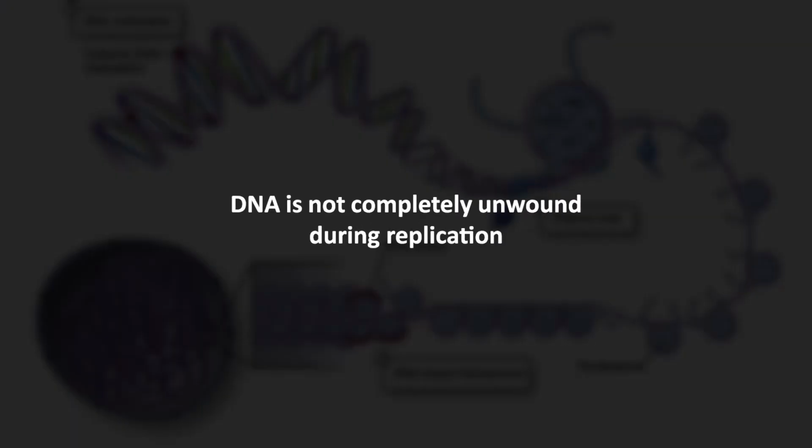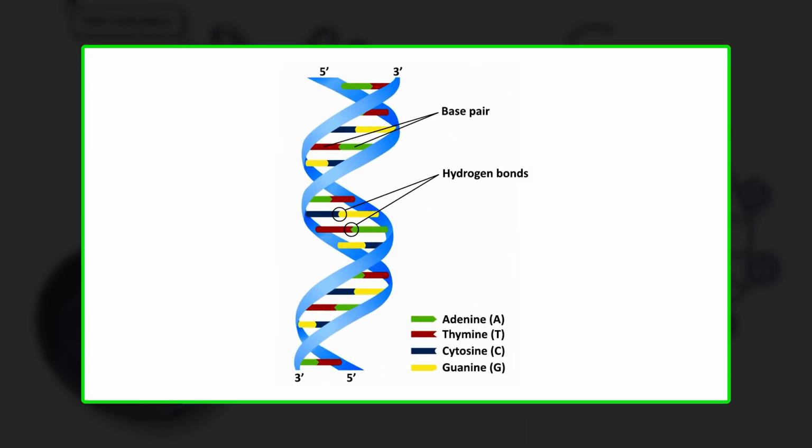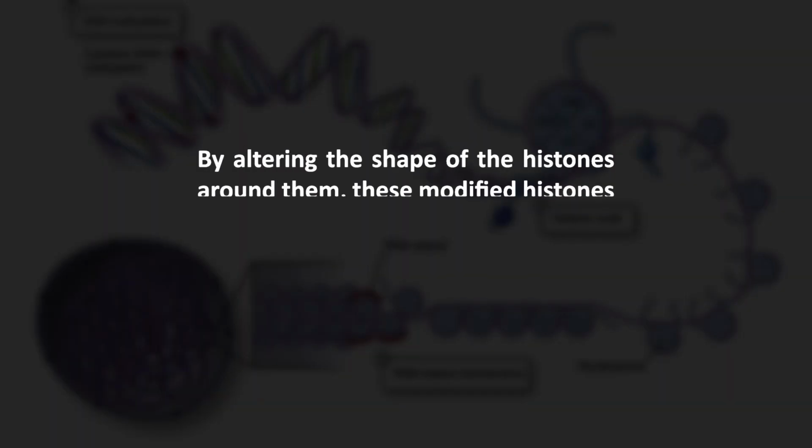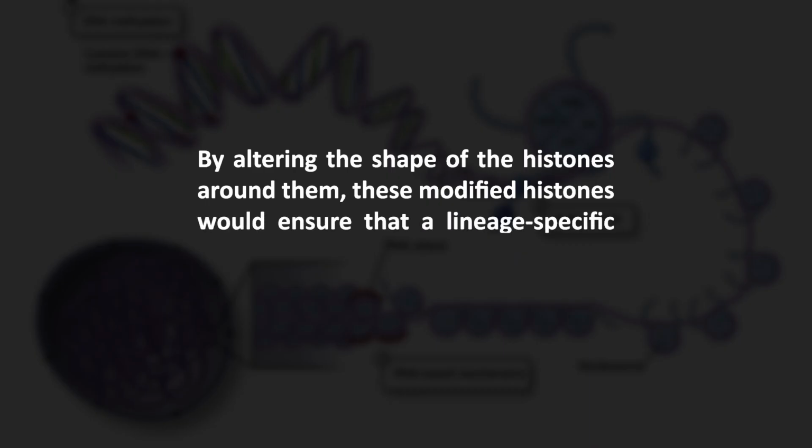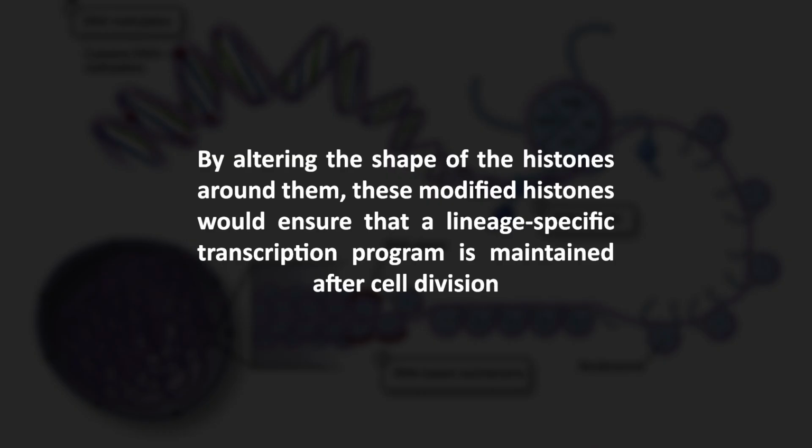DNA is not completely unwound during replication. It is possible then that the modified histones may be carried into each new copy of the DNA. Once there, these histones may act as templates, initiating the surrounding new histones to be shaped in the same manner by altering the shape of the histones around them. These modified histones would ensure that a lineage-specific transcription program is maintained after cell division.